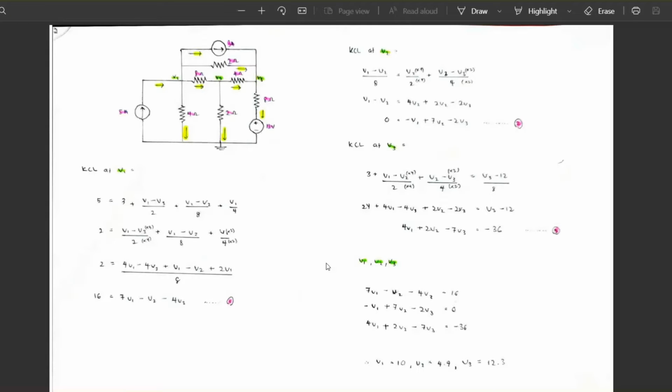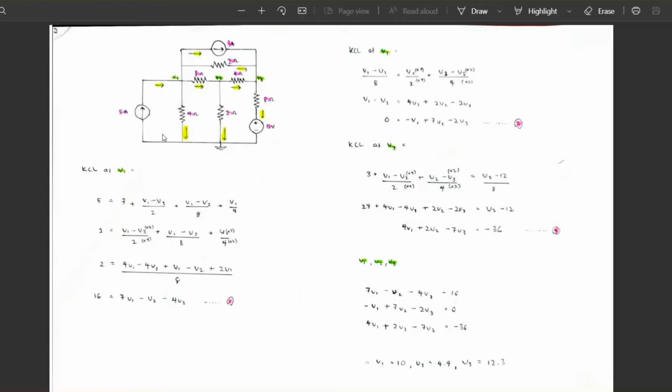Assalamualaikum. Today I would like to explain to you the second question. First of all, we need to label V1, V2 and V3 at the circuits like this. After that, we need to label the incoming currents with an arrow.